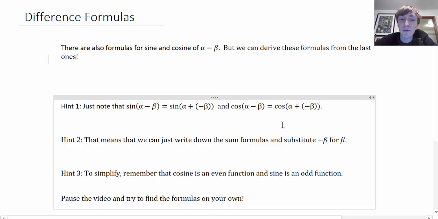Right? Well, once I have that substitution, then I can simplify it further by remembering my properties of cosine and sine. Specifically, that cosine is an even function, so when I make the input negative, nothing happens, and sine is an odd function, where if I make the input negative, the sign of the output flips as well. So we've talked about odd and even functions before. Now we're starting to make use of that in our formulas.